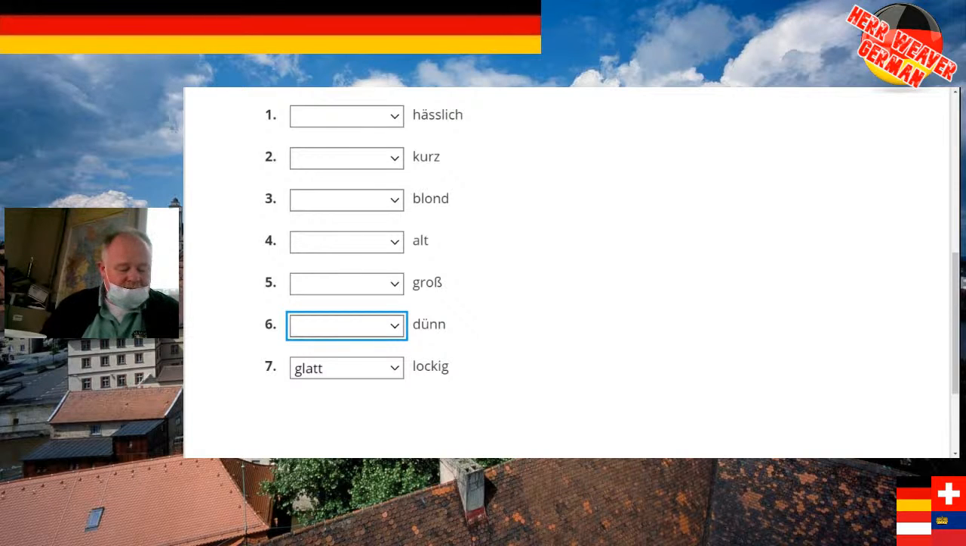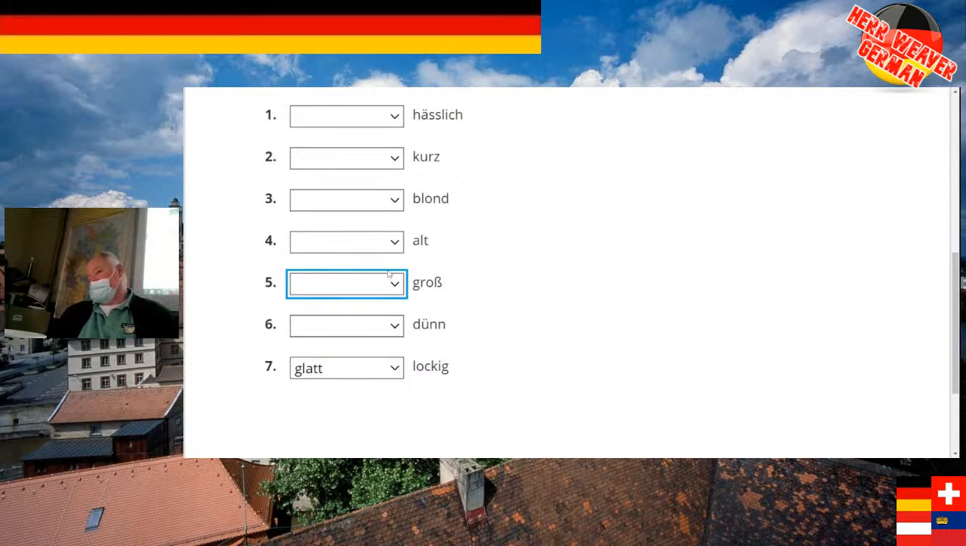Dünn? Let's try something else. What about groß? And the opposite of groß would be, maybe, we'll narrow these down. Jung, dicht, klein, schön, schwarzhaarig, lang. Nicht dick. Groß. Is that what you said? Klein. Because groß means big. Klein means small, there we go.